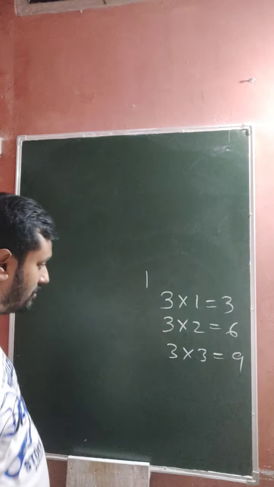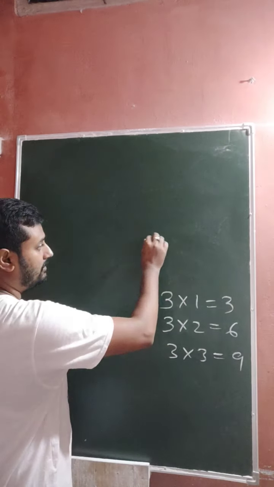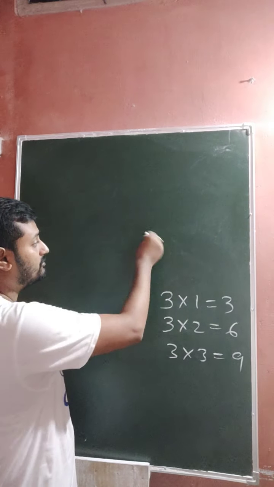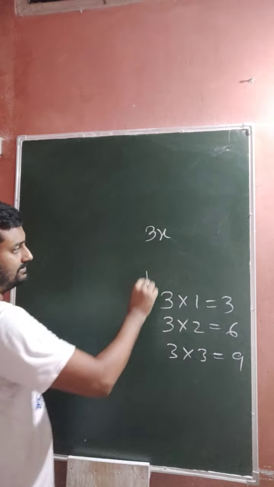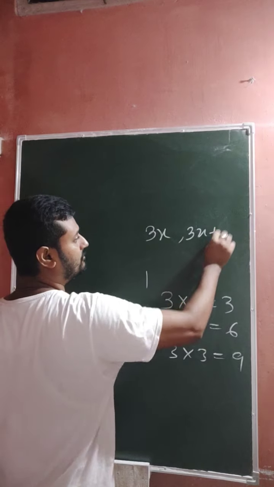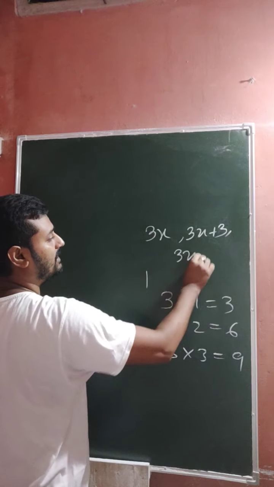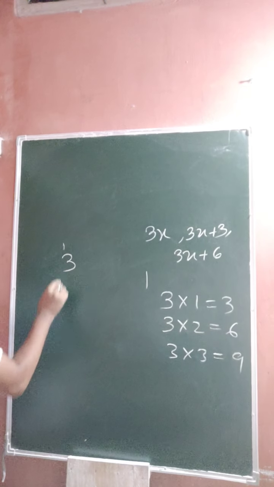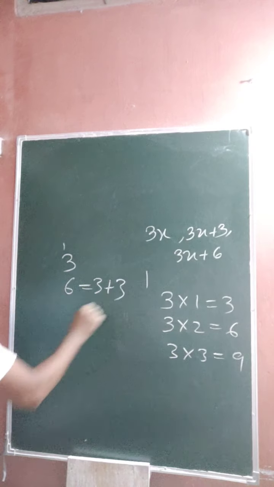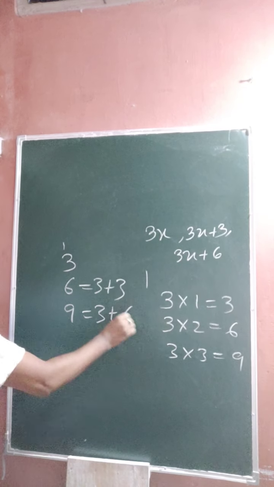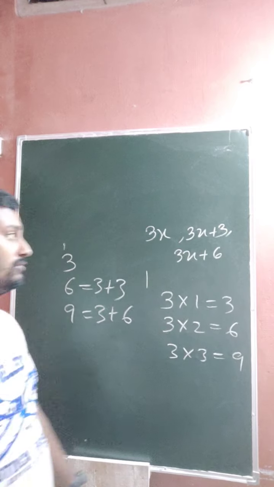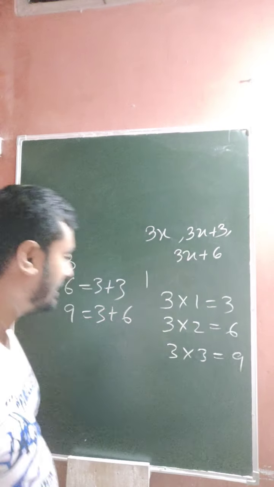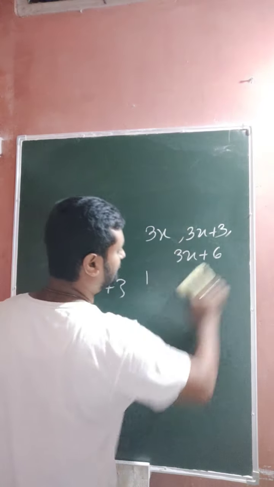So three consecutive multiples of 3 will be what? Suppose the first one is 3x. The second one will be 3x plus 3, and the third one will be 3x plus 6. Because you can write 3, 6 as 3 plus 3, 9 as 3 plus 6, like this. So the three consecutive multiples of 3 are 3x, 3x plus 3, and 3x plus 6.